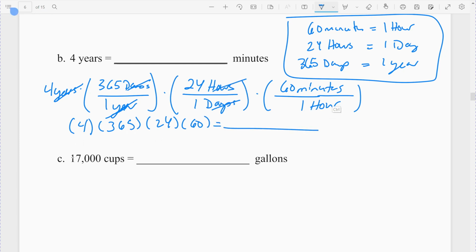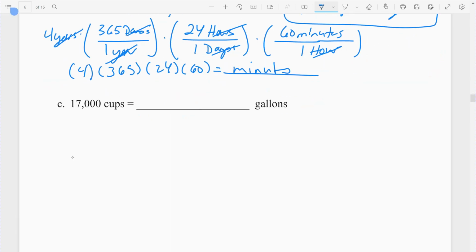My hours cancel out, and it's going to leave me with my minutes. So on your calculator, you take 4 times 365 times 24 times 60, and that's going to leave you with your minutes. And it should be a really big number, right? There's a lot of minutes in 4 years. I'm going to double check this. 4 times 365 times 24 times 60. Yeah, 2,102,400 minutes in 4 years.